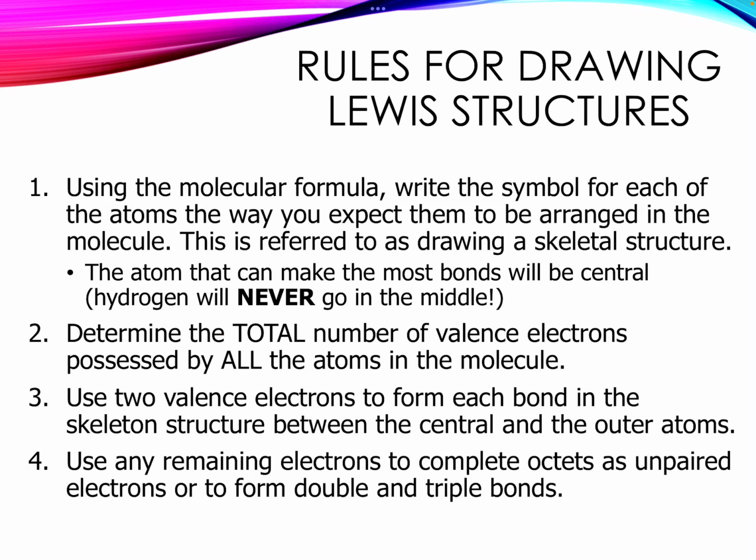All right, so our first step is we are going to figure out the molecular formula. Sometimes I will give you the name of the compound and you'll need to write the molecular formula. But for now, I'll typically give you the molecular formula while we're getting going. Using the molecular formula, we're going to write the symbol for each of the atoms the way you expect them to be arranged in the molecule. This is referred to as drawing the skeletal structure. So step 1, draw the skeletal structure. The one that's going to make the most bonds will be the central atom.